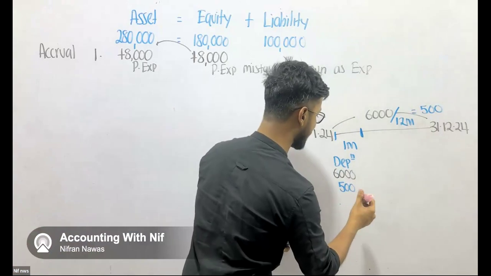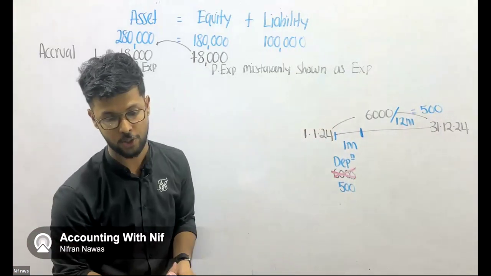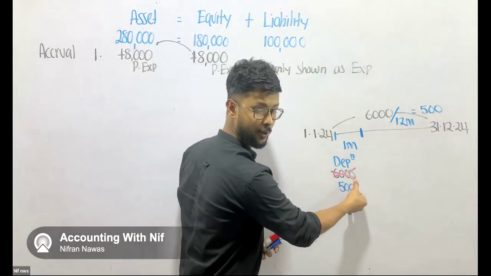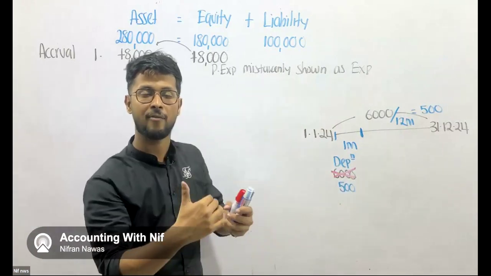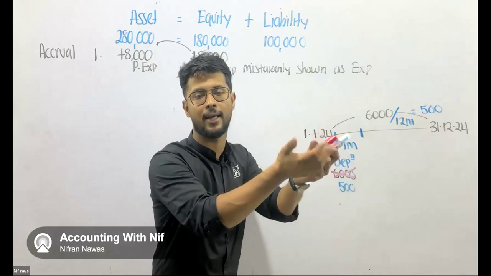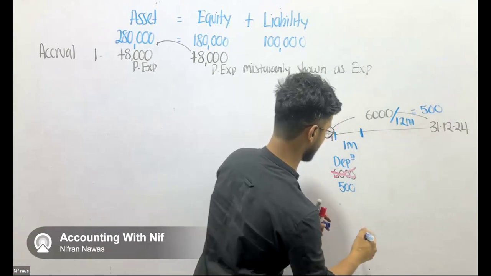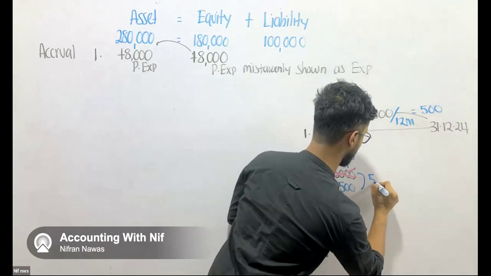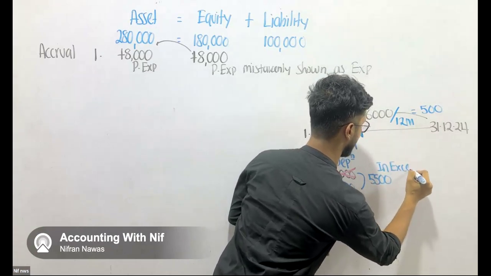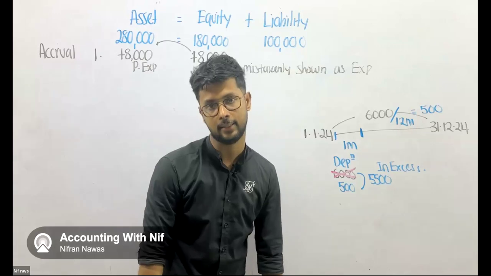So you should have shown 500 as your depreciation expense. But how much did you show as depreciation? You showed 6,000. So what have you done? Have you deducted equity less, or have you deducted in excess? You have deducted in excess. By how much? You have deducted 5,500 in excess. Do you get what I'm saying? You have deducted 5,500 in excess.